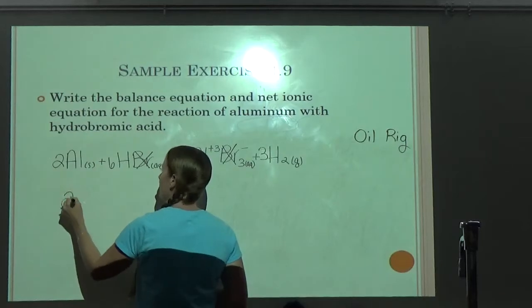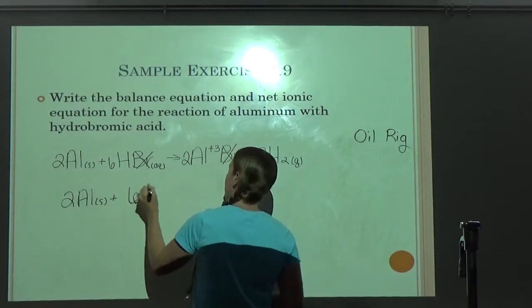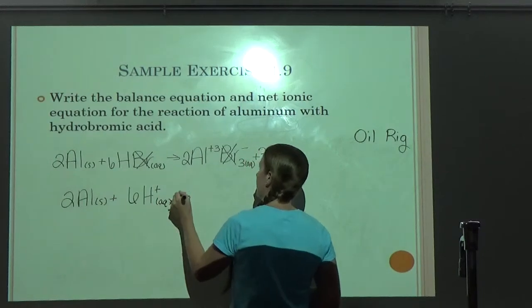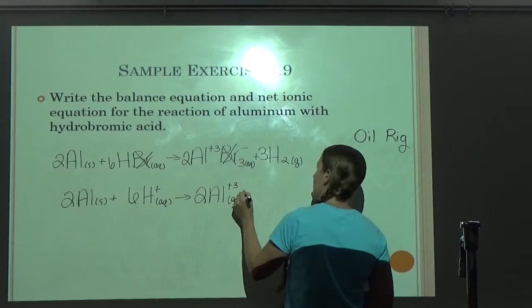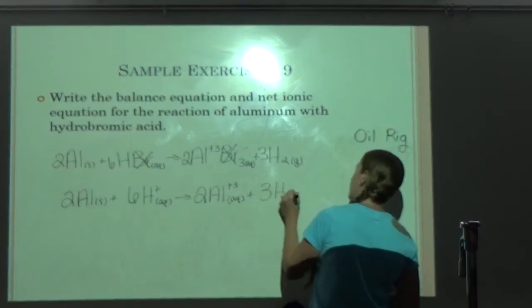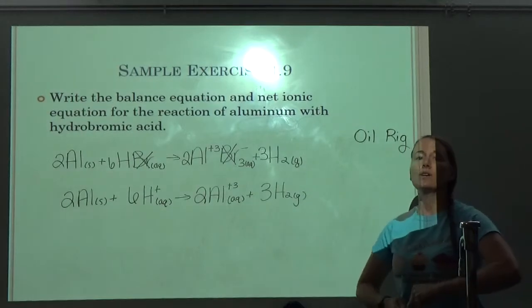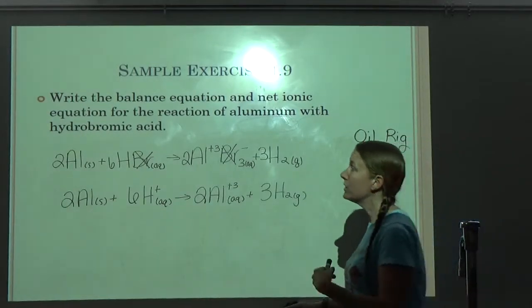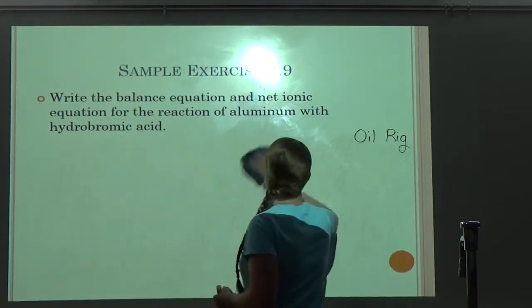So I keep my 2 aluminum solid. I keep my 6H plus aqueous. I keep my 2 aqueous aluminum ions. And I keep my 3 hydrogen gas. Remember, you can only leave out spectator ions, which are aqueous on both sides. All right, so you try the next one.